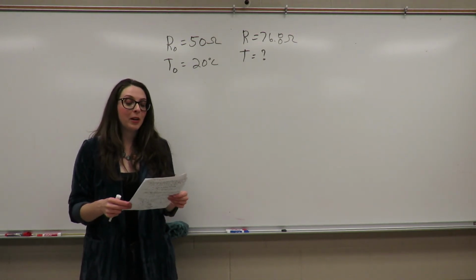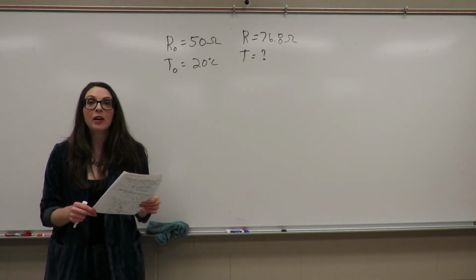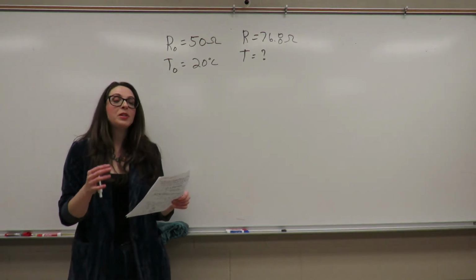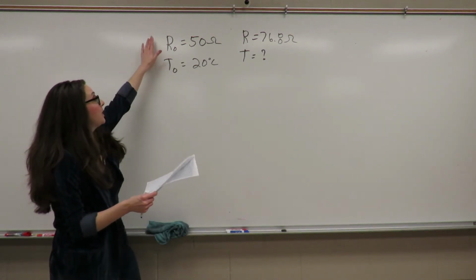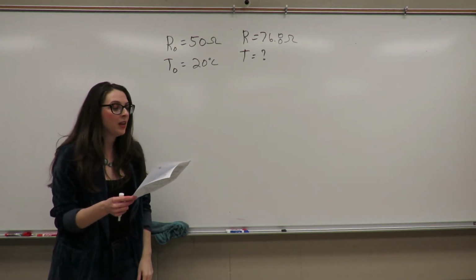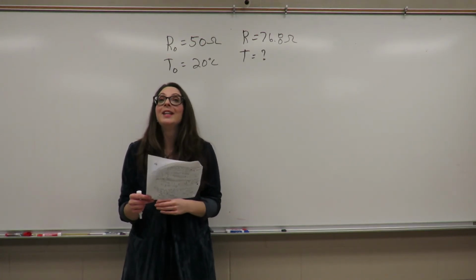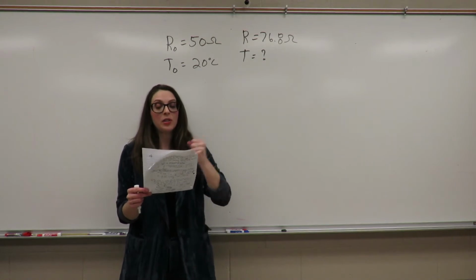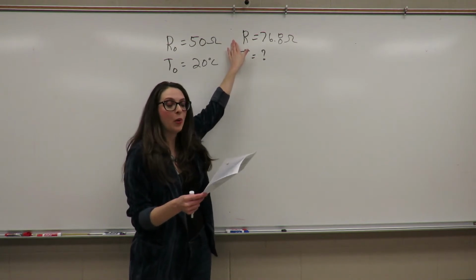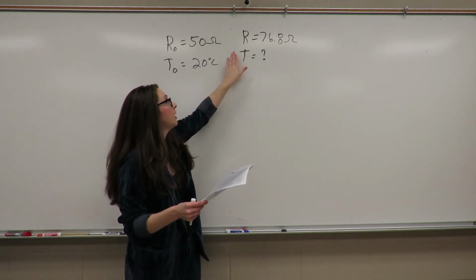So a resistance thermometer measures temperature by measuring the change in resistance of a conductor as temperature changes. A particular resistance thermometer has a resistance of 50 ohms at a temperature of 20 degrees Celsius. Now this device is going to be immersed in a vessel containing melting indium. And when it's immersed in this melting indium, its resistance is increased to 76.8 ohms. And we're asked to find the melting point of indium, which I'm going to call T final.